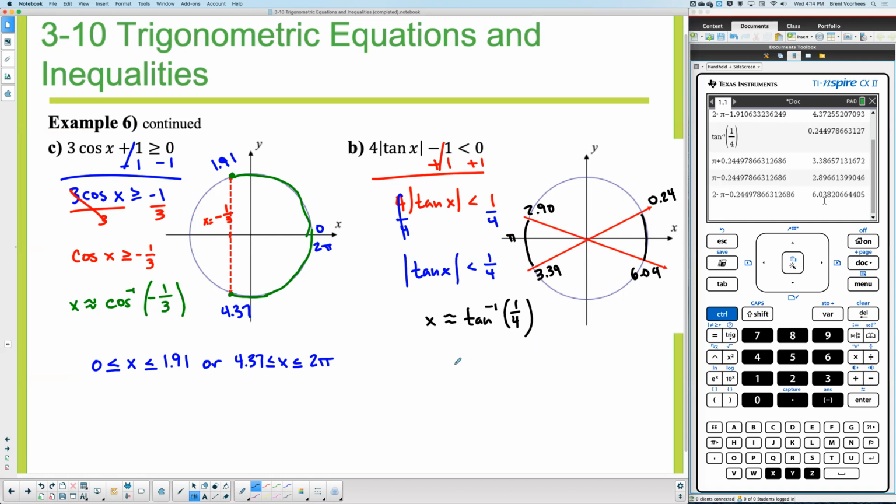So our intervals here would be 0 is less than or equal to x, which is less than or equal to 0.24, or 2.90 is less than x, which is less than 3.39, or one more interval, 6.04 is less than x, which is less than 2 pi. And that would be the answer for part B.